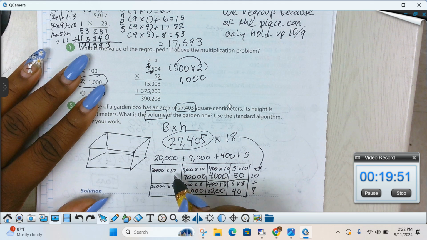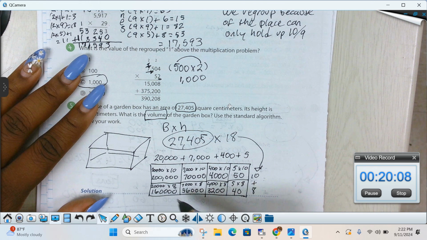And now we have 20,000. This is 20,000 times 10, which now becomes 200,000. And this is 20,000 times 8. Well, 2 times 8 is 16. Now I got to put 1, 2, 3, 4 zeros behind it. Wow. This problem is humongous.